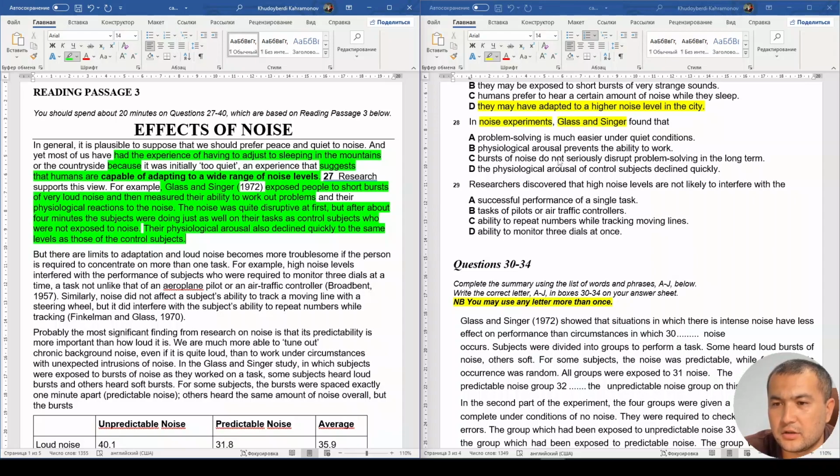And the bursts of noise do not seriously disrupt, which means the noise does not interfere or bother problem solving in the long term, which means right, the noise was quite disruptive at first, but after about 4 minutes the subjects were doing just as well on their tasks as control subjects who were not exposed to the noise, right? Which means they do not disrupt the problem. Just according to this sentence we should think it's B. Okay, and let's write it down, 28 here.